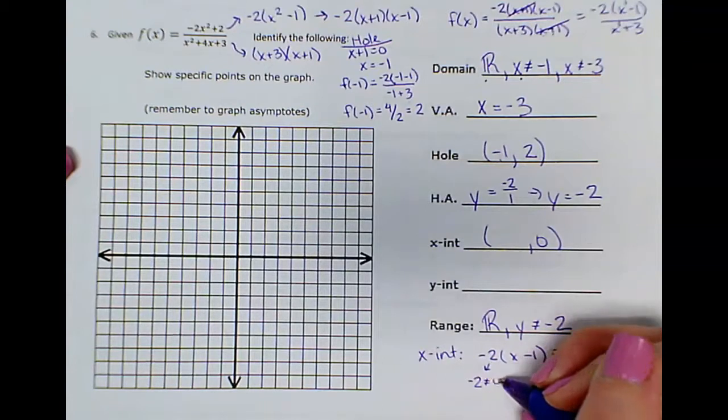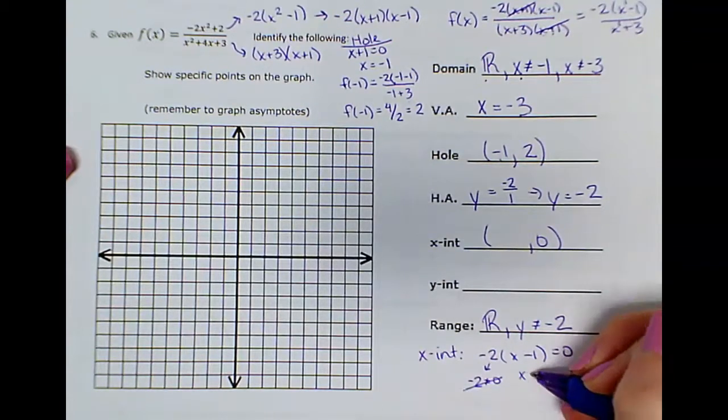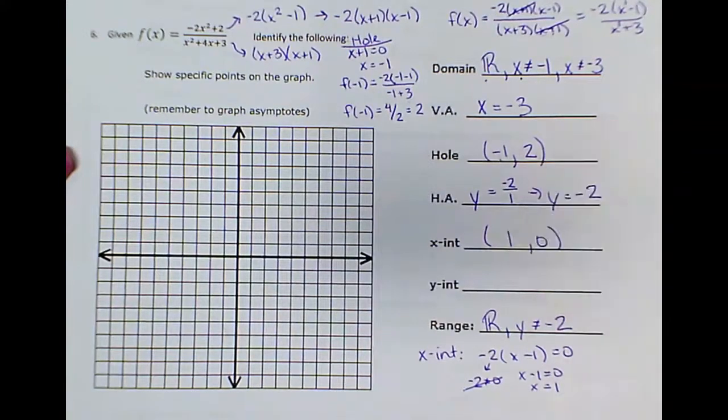Well, -2 doesn't equal 0. That tells me nothing. But when x minus 1 is 0, x has a value of 1. So there's my X-intercept, x value.